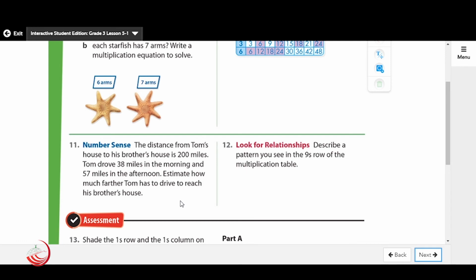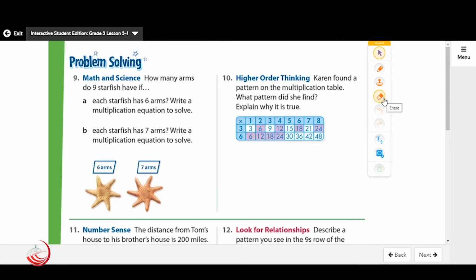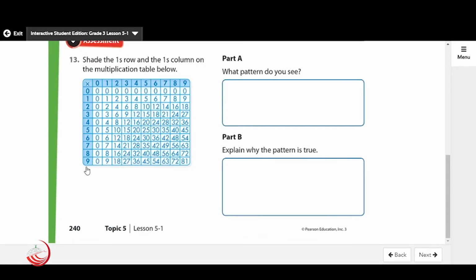Describe a pattern you see in the 9th row of the multiplication table. We can use this multiplication table and look at the rows, at the 9th row. Okay, and you tell me what pattern do you see? It's very obvious that the pattern here is 0, 9, 18, 27, 36.